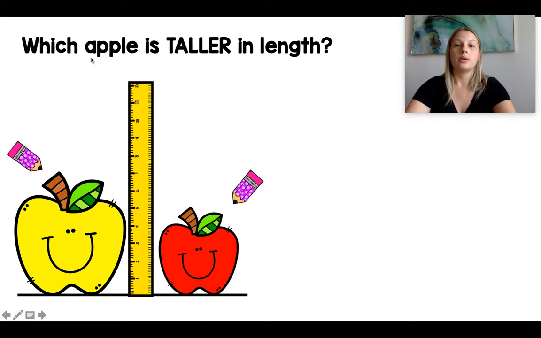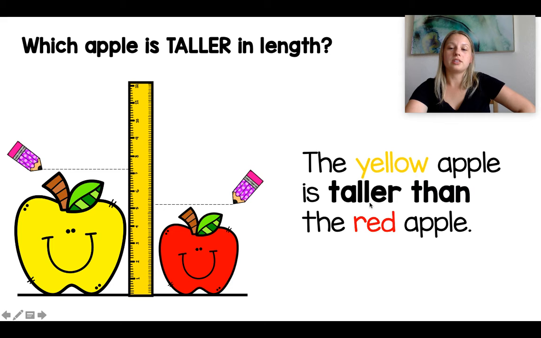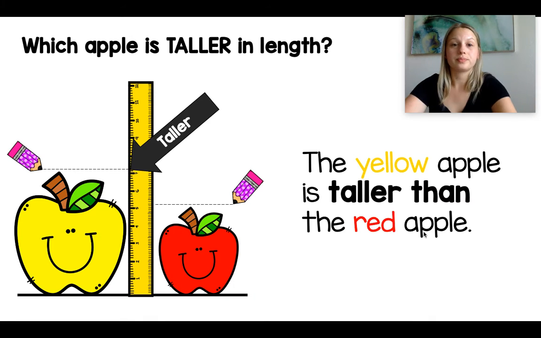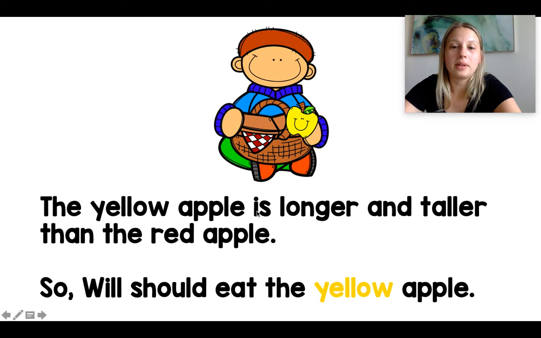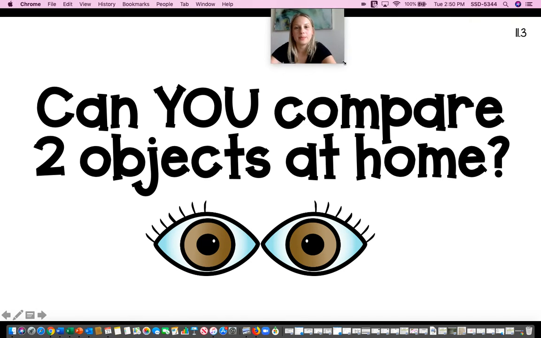Now we need to see. Oops, that should say height. Which apple is taller in height? How high? Let's see. The yellow one is this high and the red one is this high. Which one is taller in height? Good. The yellow apple is taller than the red apple. Very good. So we know the yellow apple is longer and the yellow apple is taller. So the yellow apple is longer and taller than the red apple. So Will should eat the yellow apple. Good. That is the bigger apple.